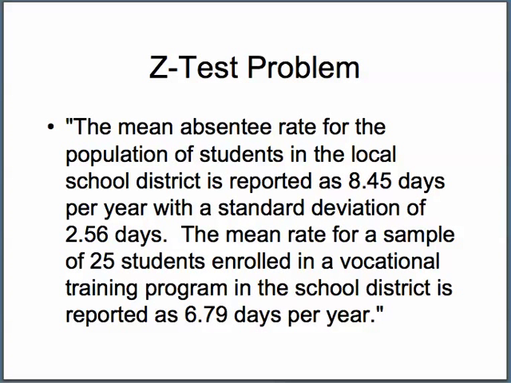Here's our problem. The mean absentee rate for the population of students in the local school district is reported as 8.45 days per year with a standard deviation of 2.56 days. The mean rate for a sample of 25 students enrolled in a vocational training program in the school district is reported as 6.79 days per year.